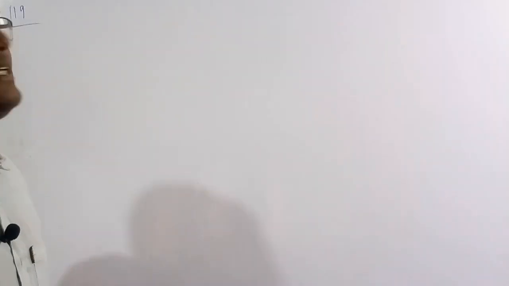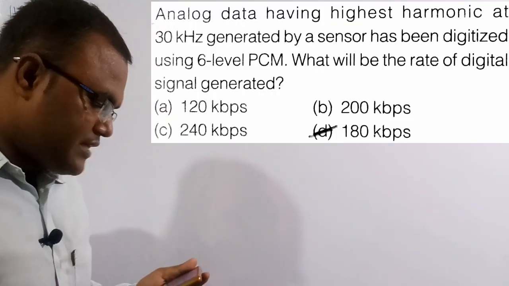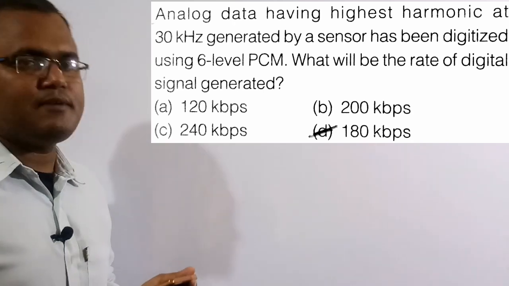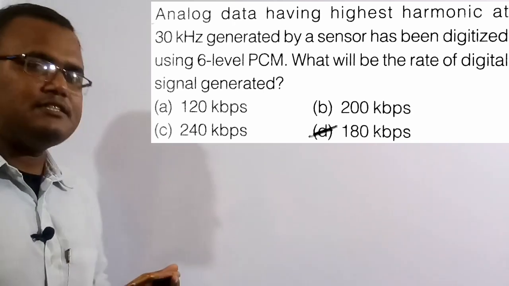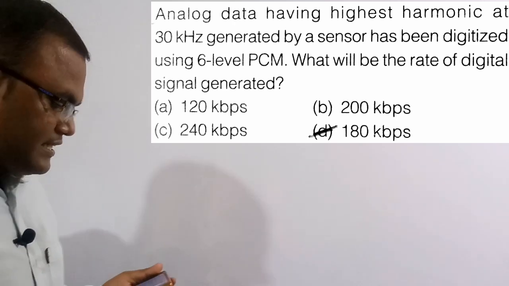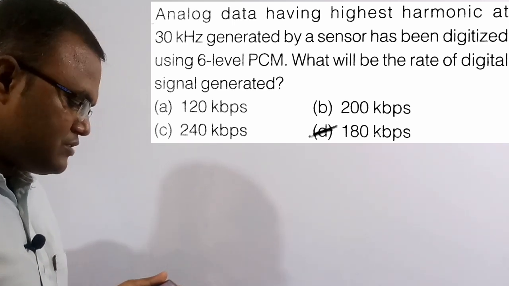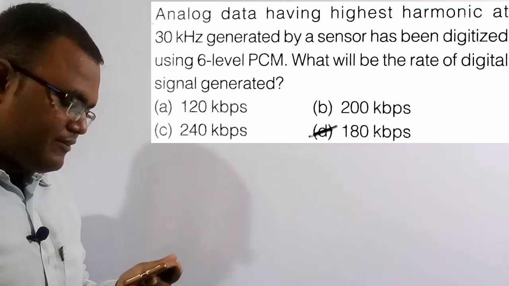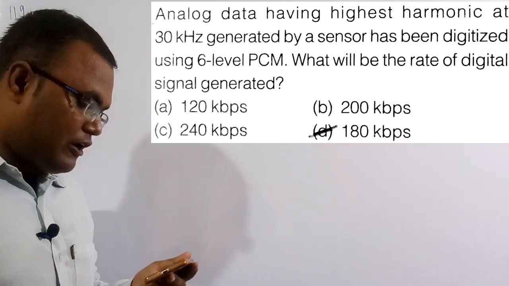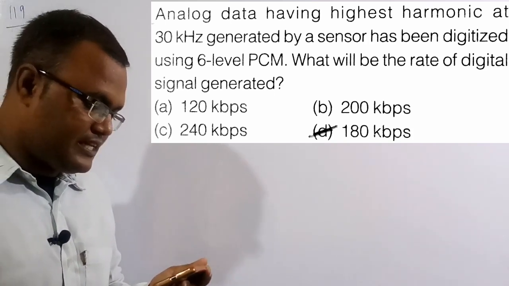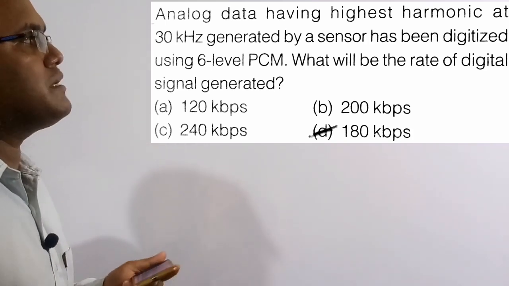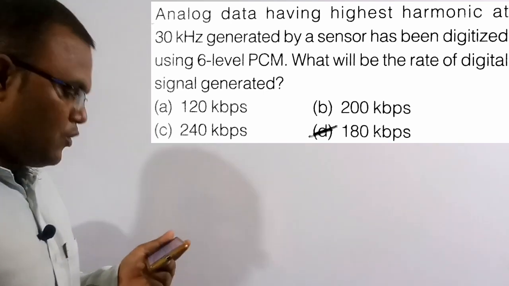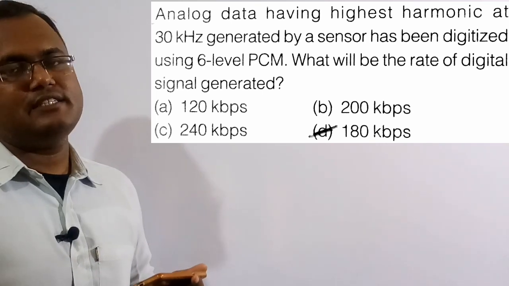Now we are going to solve question 118. See the question here. Analog data having highest harmonic at 30 kilohertz, which means the maximum frequency is 30 kilohertz. The message signal has a highest frequency of 30 kilohertz, generated by a sensor, and has been digitized using 6 level PCM. So the number of levels used in the PCM is only 6. Then what will be the rate of the digital signal generated, means the bit rate, how many bits per second we are going to generate? Among the 4 options, option D, 180 kbps, kilobits per second, is the correct solution of this question.